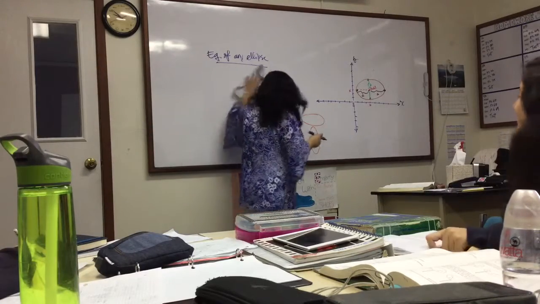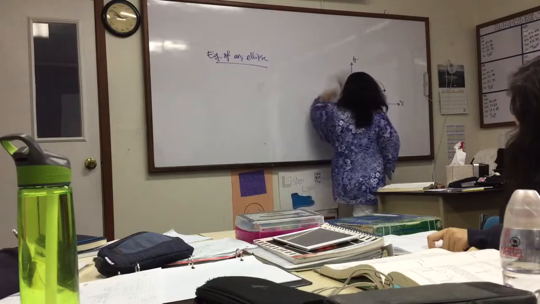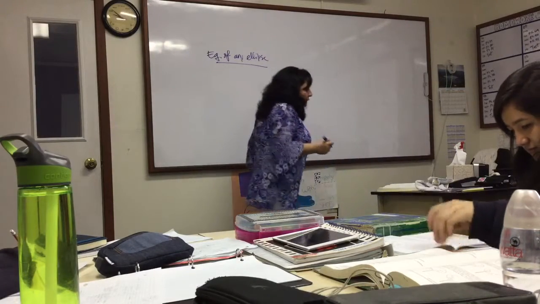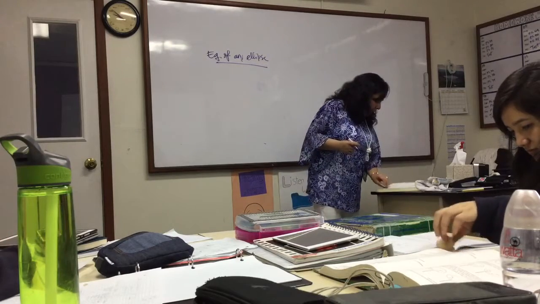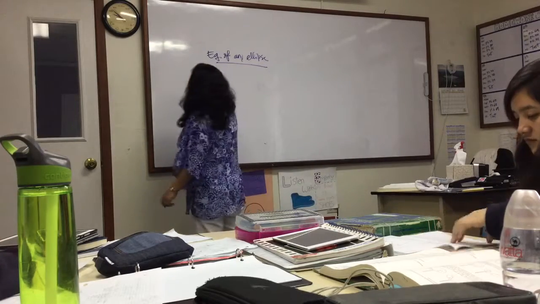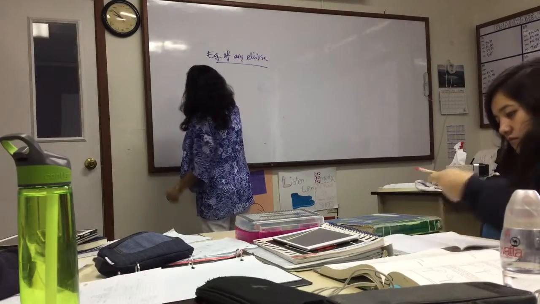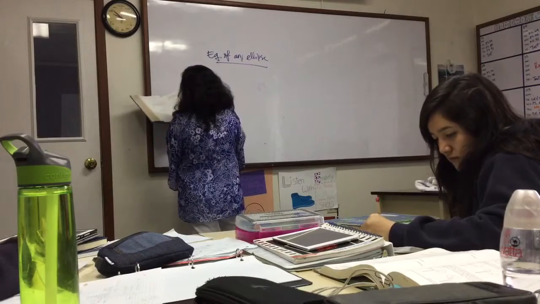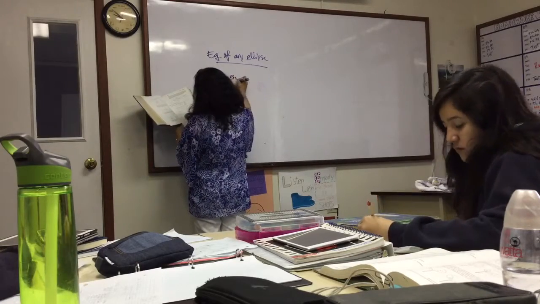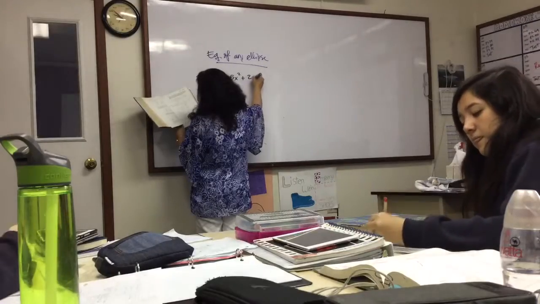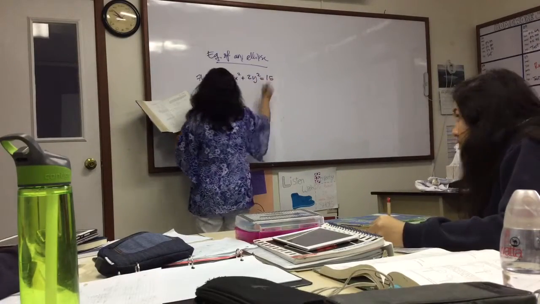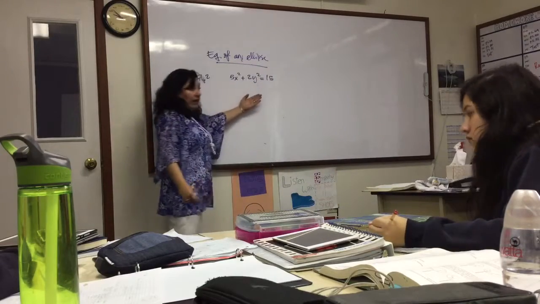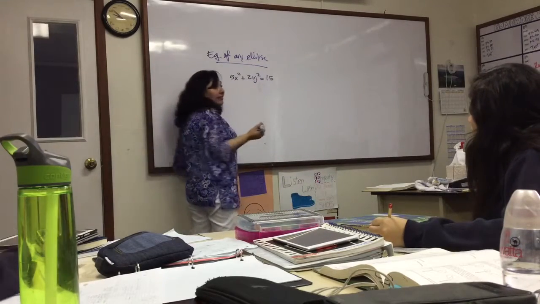Because you're going to use it from here until you graduate from high school. Okay. So what are they going to give you here? Example 7.1.2, really simple. 5x squared plus 2y squared equals 15. What do you do? This has to equal 1, correct? So I have to divide this by 15.